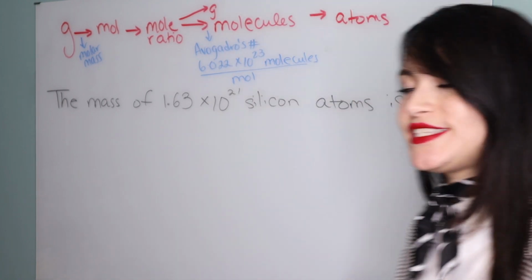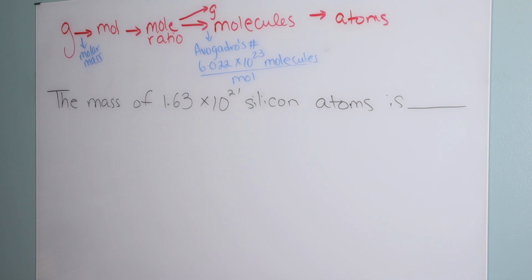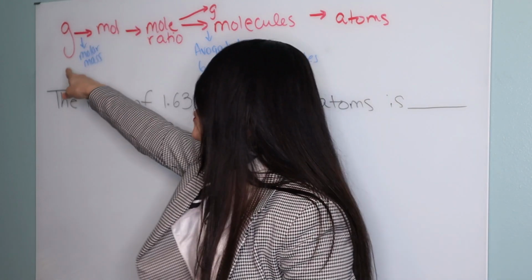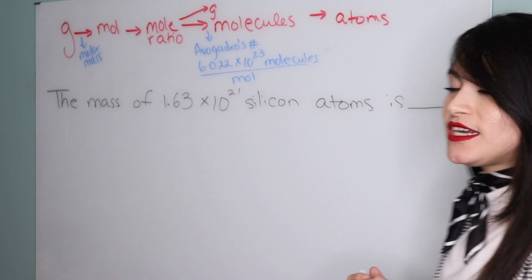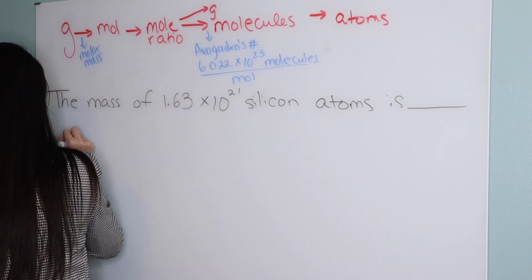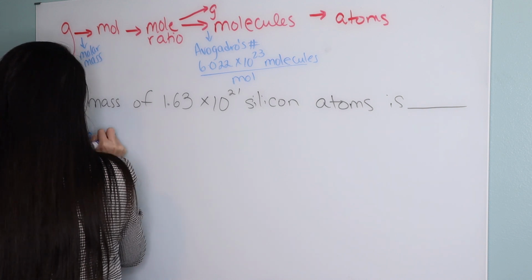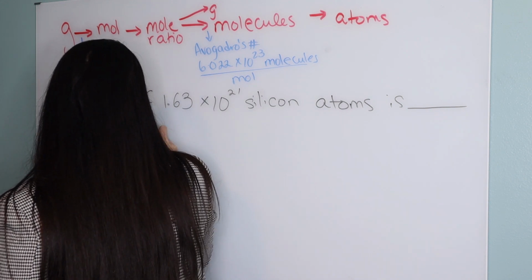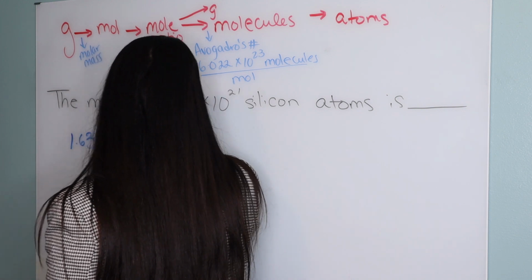The next question says, the mass of 1.63 times 10 to the 21 silicon atoms is, so we're going from atoms all the way to grams. So let's get started with what we are given, which is 1.63 times 10 to the 21 silicon atoms.